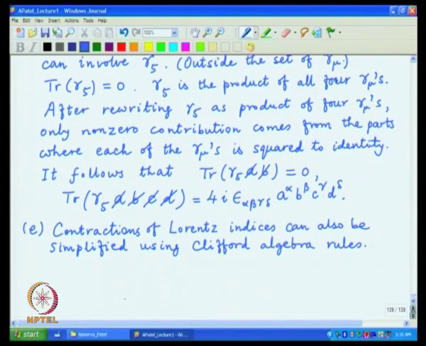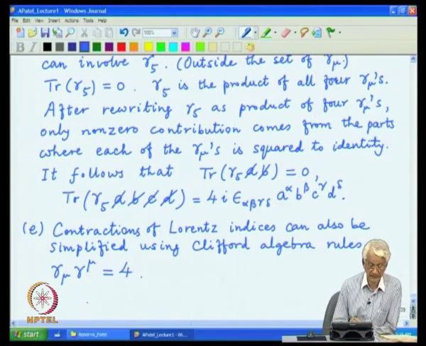Let us see some examples of it. The first one is rather trivial. It is a product of 2 gamma matrices, which immediately can be rewritten as G mu mu, which we know is equal to 4. The non-trivial part is the next step when you put something in between. So, let us do that.